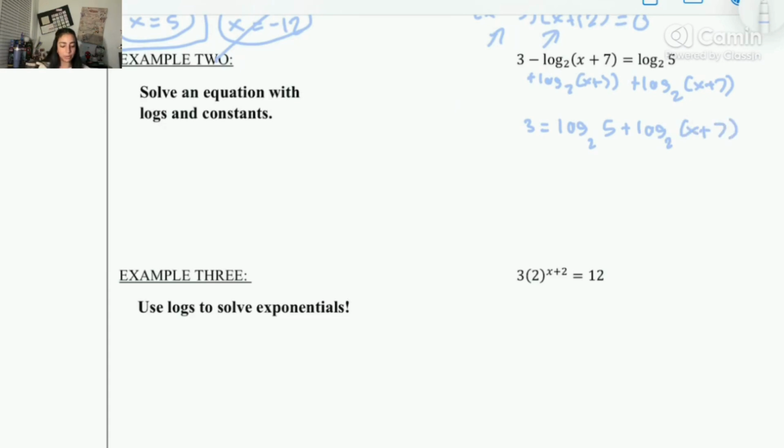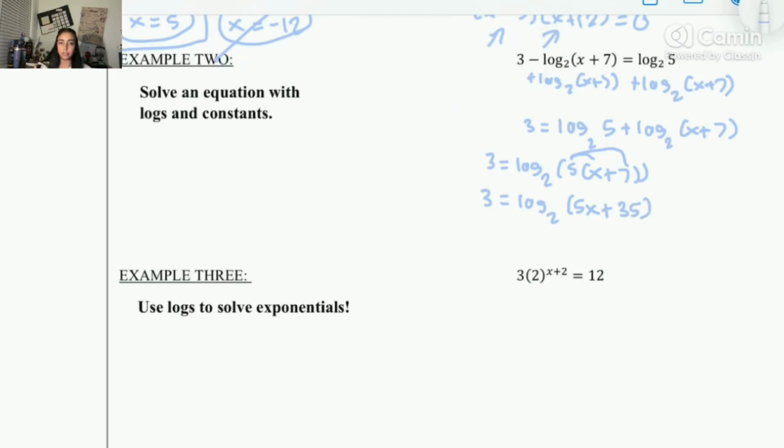And using that rule, we can just combine these two since they have the same base. So 3 equals log base 2 of 5 times x plus 7. We can simplify that even more by distributing that 5 to the x and the 7. So 3 equals log base 2 of 5x plus 35.